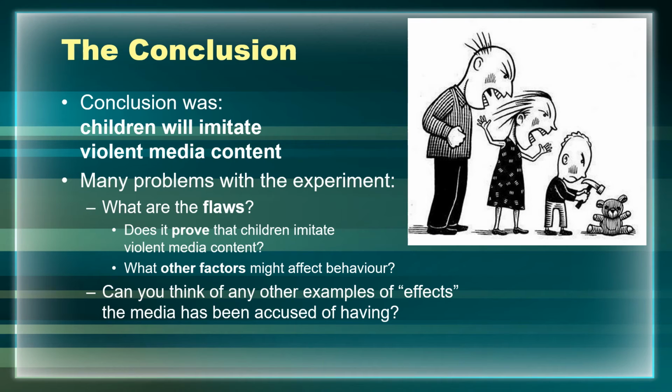So basically, the Bobo doll experiment does still get cited as proof that hypodermic syringe theory is accurate, but it is an experiment that has a lot of flaws in it. And bear in mind this happened nearly 60 years ago, the media still get blamed for causing people to behave in outrageous and terribly antisocial ways.